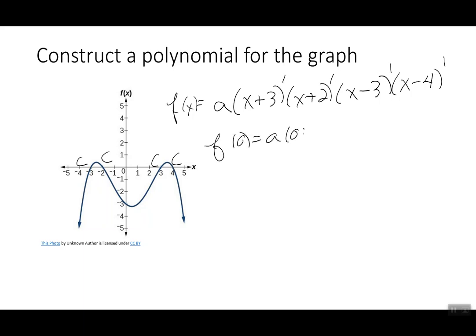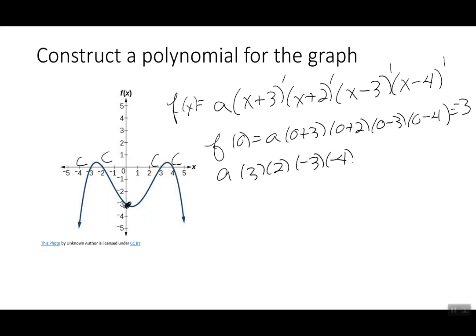So I have a 0 plus 3, 0 plus 2, 0 minus 3, and then 0 minus 4. That's supposed to give me, I can see down here, this is negative 3. Okay, so I have a times 3 times 2 times negative 3 times negative 4. That's supposed to be negative 3. So let's do 3 times 2 times negative 3 times negative 4. That gives me 72a is negative 3. Divide by 72.